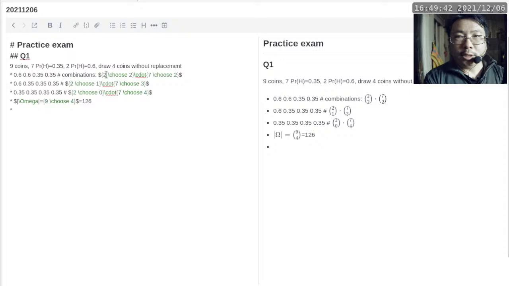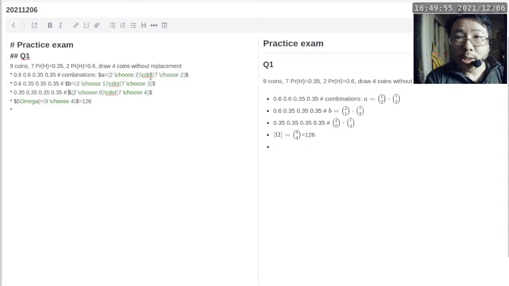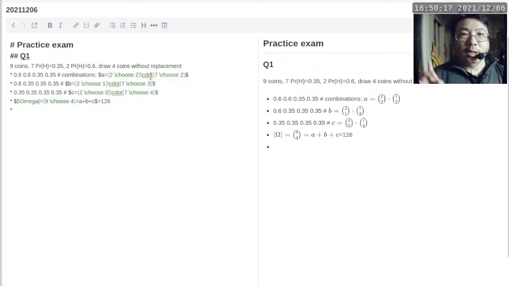So, let's make this super duper clear. We'll give these things names, right? So this is A, this is B, and this is C. So 126 should equal A plus B plus C. Is that more clear? Which number I'm adding to which number, and which number it should end up with? Okay. Yeah, sure. Absolutely. Excellent. All right. So that addresses one part of the question.